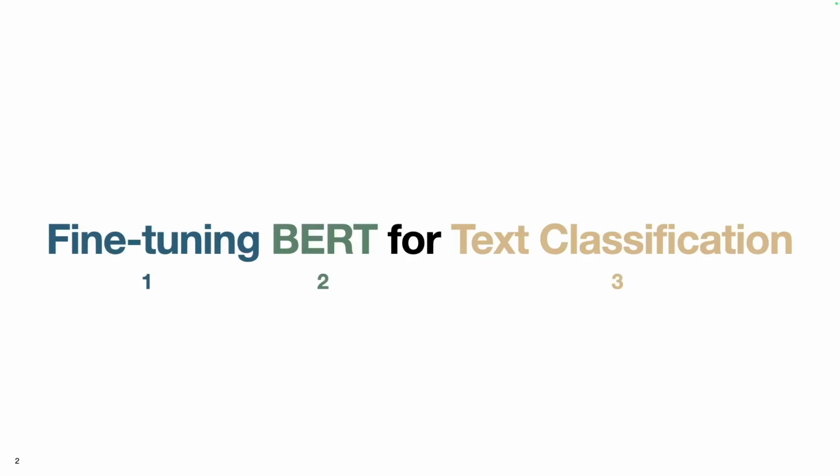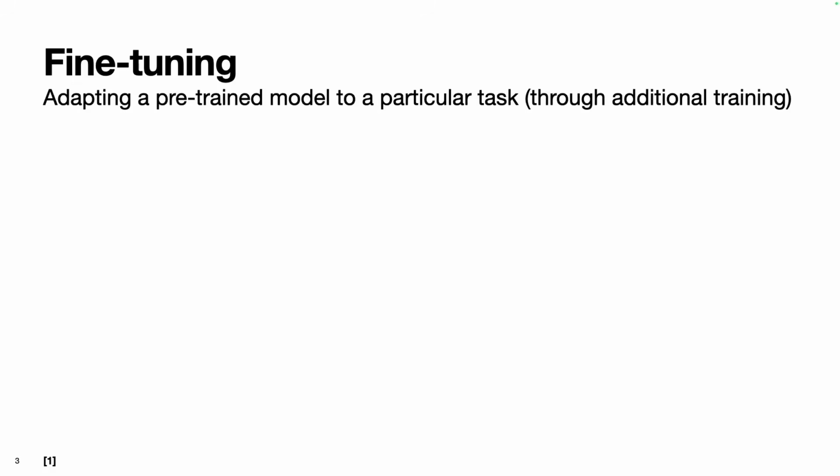So the title of this video has a few pieces of jargon: fine-tuning, BERT, and text classification. So let's talk about each of these terms one by one. Starting with fine-tuning, this is when we adapt a pre-trained model to a particular task through additional training.